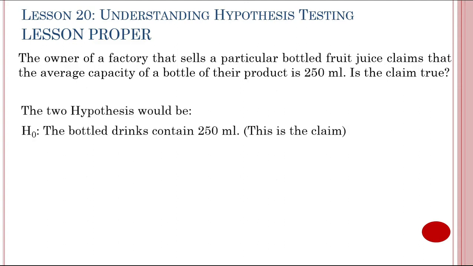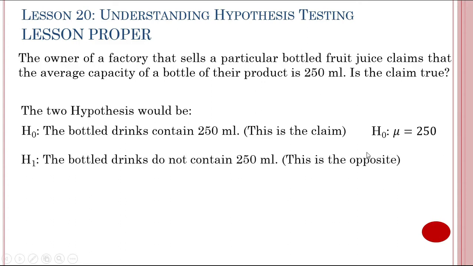Now, we have two hypotheses. Ano-ano yun? Unang-una, H sub 0: the bottled drinks contain 250 ml. This is the claim. When we say this is the claim, ito yung pagbabasihan natin. So, therefore, ito yung ating H sub 0. Meaning to say, yung ating mean ay equal sa 250. Bakit naging mean? Kasi kung titingnan dito, the average capacity of a bottle of their product is 250 ml. Ayan, very good.